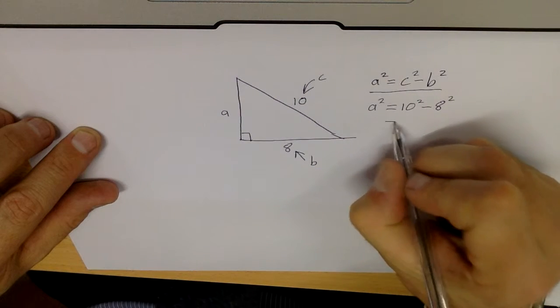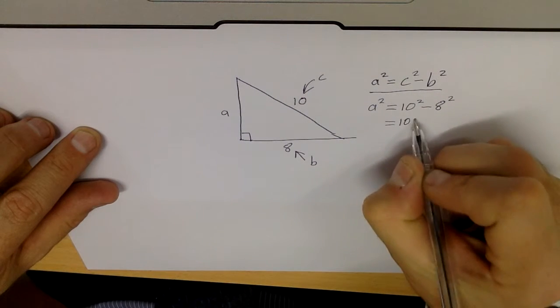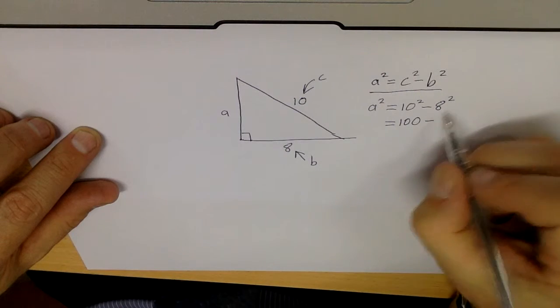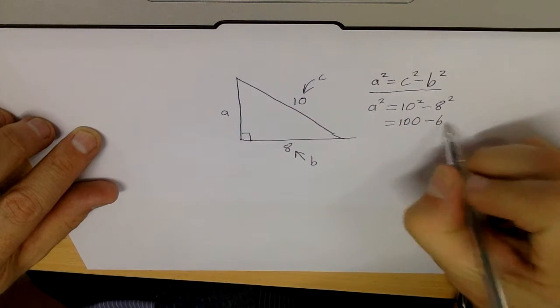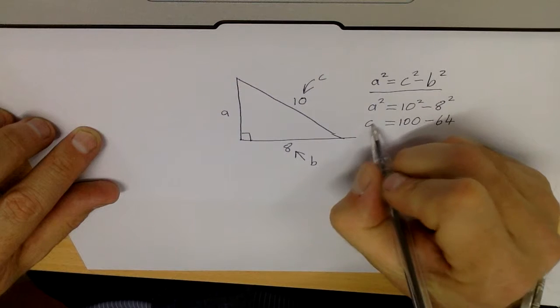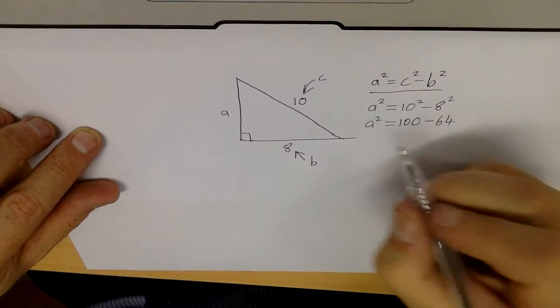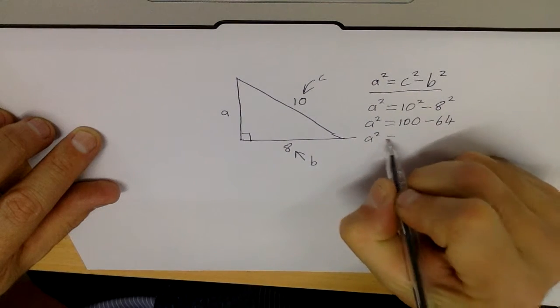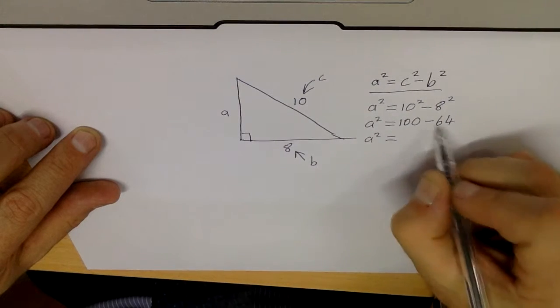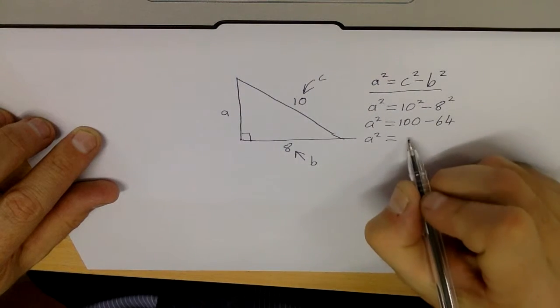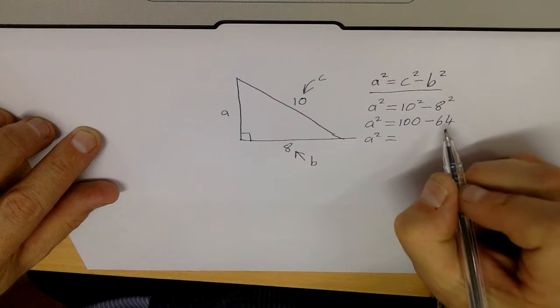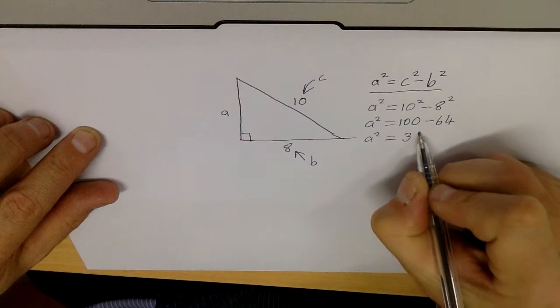Now, most of you know that 10 squared is 100. And that I'm going to minus 8 squared, which you know is 64. And all of this equals A squared. A squared will still equal, well, 100 minus 64, I've got a minus in here, is 36.